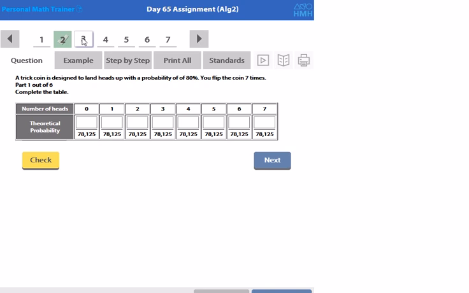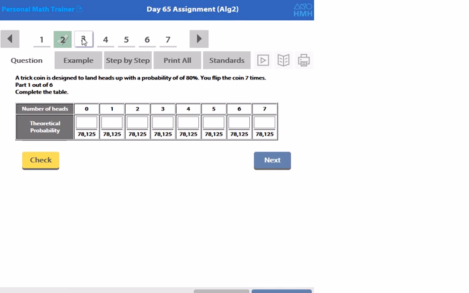Okay, a trick coin is designed to land heads up with a probability of 80%. You flip the coin 7 times. What's the probability of getting heads? So, what's the probability of getting 0 heads, 1 head, 2 heads, 3 heads, 4 heads, and so on. If you're not getting heads, you're getting tails.